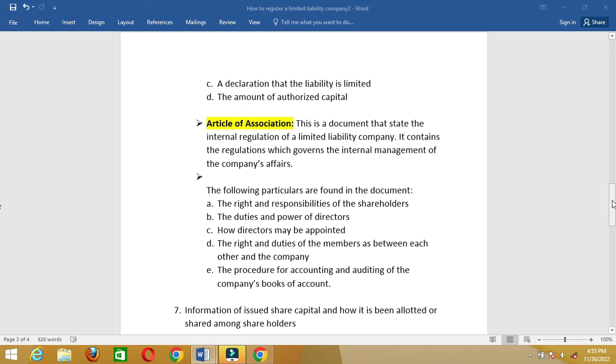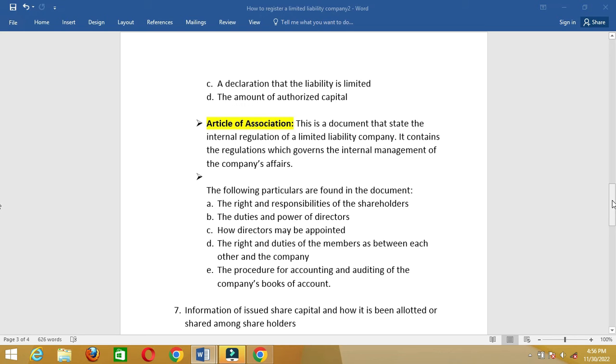Okay, let's proceed. We have seen the rights and responsibilities of the shareholders. Number two, the duties and powers of directors. Then number three, how directors may be appointed. So all this information, when you go through it, these are the pieces of information contained in the Article of Association. So all these things will be expressly explained and stated in the Article of Association.